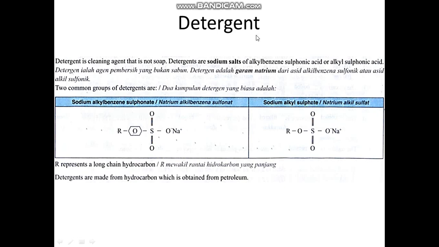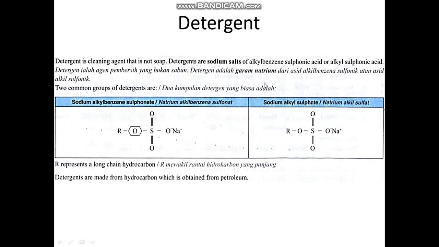Next, detergent. Now we enter the part on detergent. If you still remember saponification, saponification is a process to produce soap. And if you want to produce detergent, what kind of reaction is used to produce detergent?